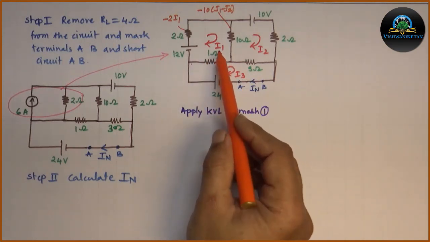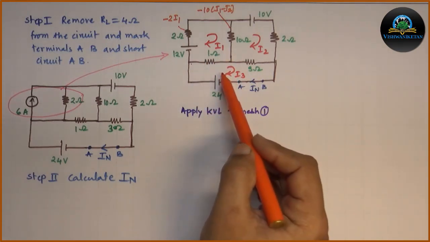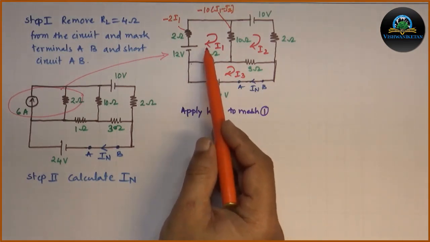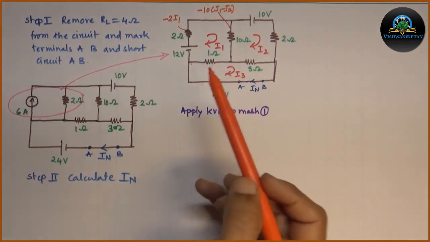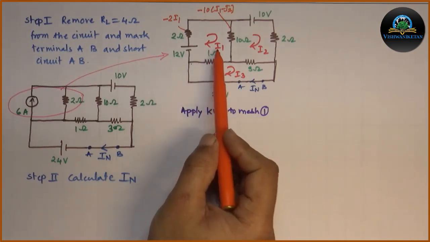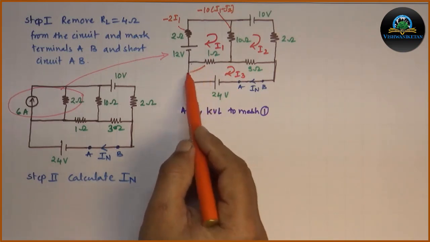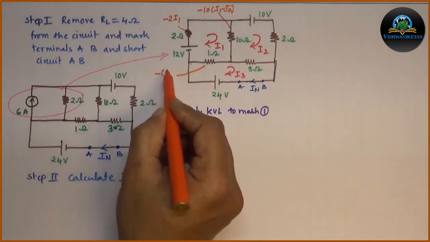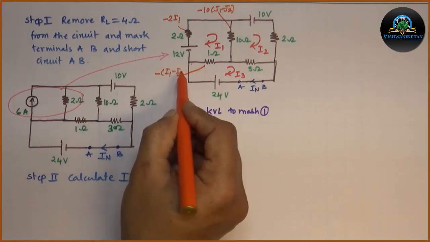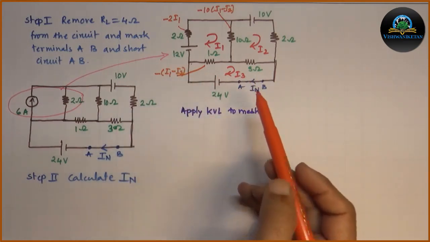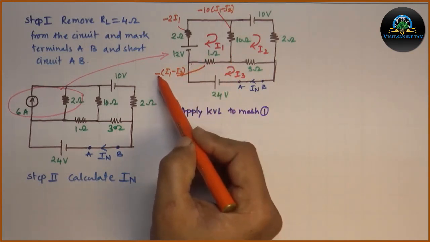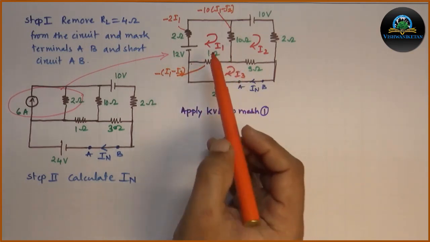This 1 ohm resistor is common for mesh 1 and mesh 3. Hence current flowing through 1 ohm resistor will be resultant of I1 and I3. Again we are in loop 1 or mesh 1, hence we will take I1 as higher. So for 1 ohm branch it will be minus 1 into (I1 minus I3). As loop direction and current direction are same, so voltage drop will be negative everywhere.